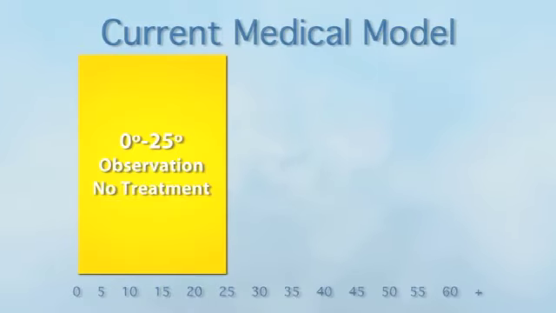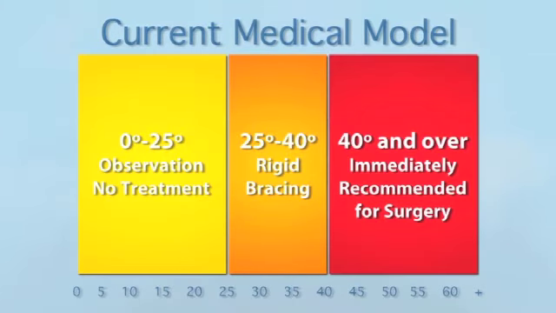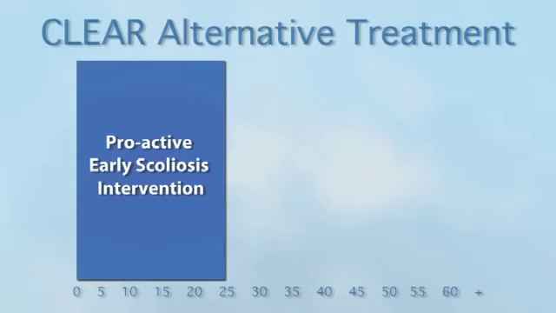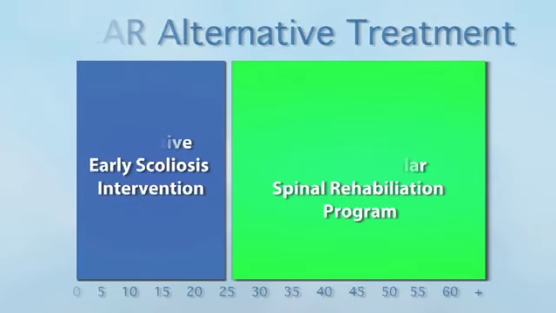The current medical model for the treatment of scoliosis is 0 to 25 degrees observation only and no treatment required. From 25 to 40 degrees, rigid bracing is recommended. Any curvatures over 40 degrees are immediately recommended for surgery. With the Clear Alternative Treatment Model for curves 0 to 25 degrees, we recommend proactive early-stage scoliosis intervention to drastically reduce any possibility of progression, thus eliminating later stages. For curves above 25 degrees, we recommend a non-invasive neuromuscular spinal rehabilitation program to effectively reduce and stabilize larger curves without the need for bracing or surgery.